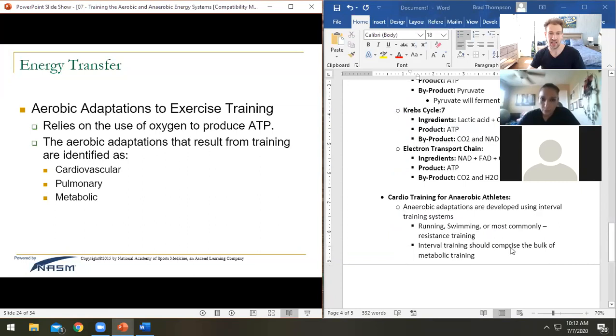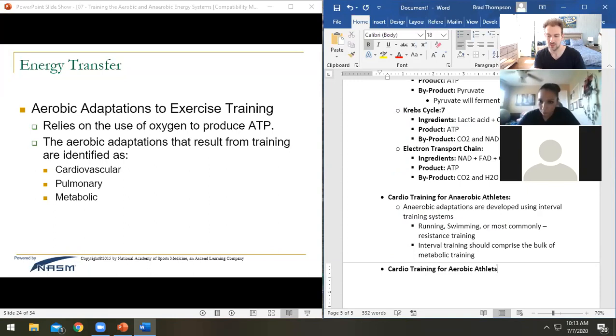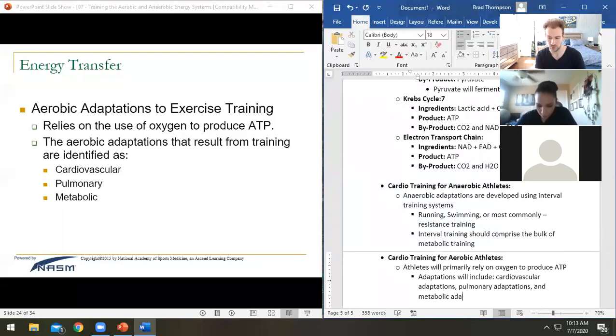Now, if we're looking at aerobic training, the flip side here, right? Cardio training for aerobic athletes: we are primarily going to rely on the use of oxygen to produce ATP. So these athletes will primarily rely on oxygen to produce ATP, right? And adaptations will include cardiovascular adaptations, pulmonary adaptations, and metabolic adaptations, right?